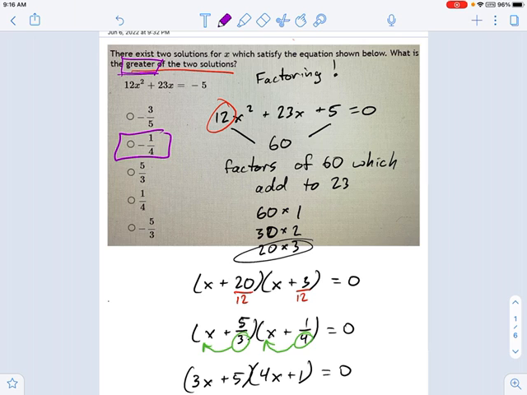Now what you could have also done is plug these numbers in. If you plug negative 1/4 into x, here and here, you'll see the answer is negative 5, and that'll tell you, yay, we've got a solution. You would need to do that guess and check for all of these until you found two solutions, and then pick the greater of the two.